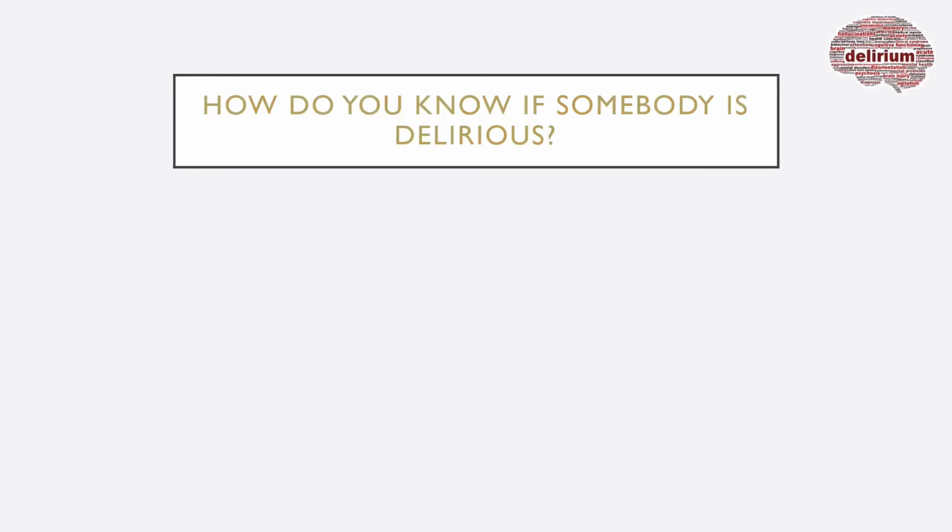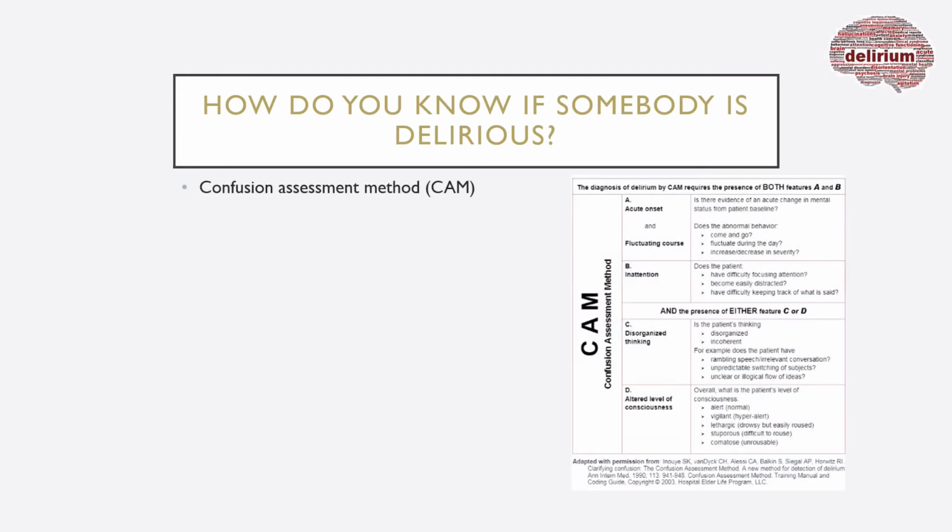How do you know if somebody is delirious then? There's some tools that you can use to help you assess these patients. One of them is the confusion assessment method. So this is detailed in the picture here. In order to diagnose someone with delirium by this method, they need to have features of A and B and one of C or D.